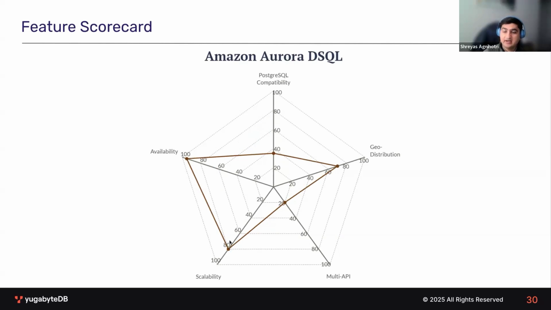In terms of scalability, there are some restrictions, like you can only do 10,000 rows per transaction. Inserts, deletes, DML operations, they all have the same restriction, and it gets weird with indexes. So due to some of those reasons, the scalability is on the lower side. And then multi-API, there's only support for Postgres, so hence the score. And then geo-distribution, there's still no support for geo-partitioning, but they do add multi-region capabilities, so the score is moderate here. So that's how DSQL fares on the feature set.